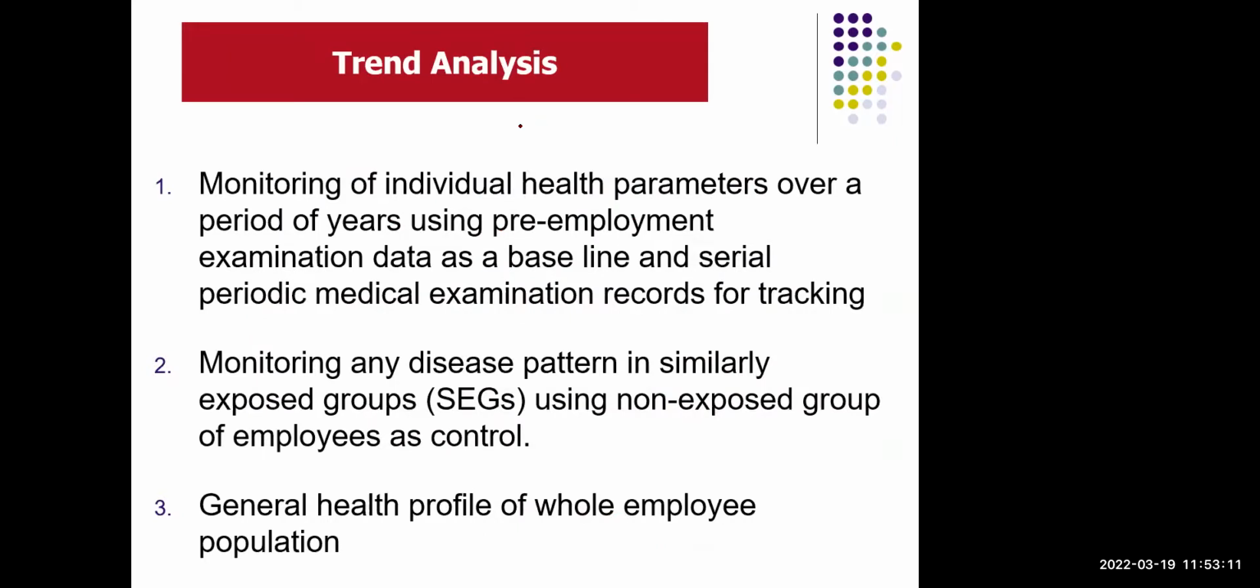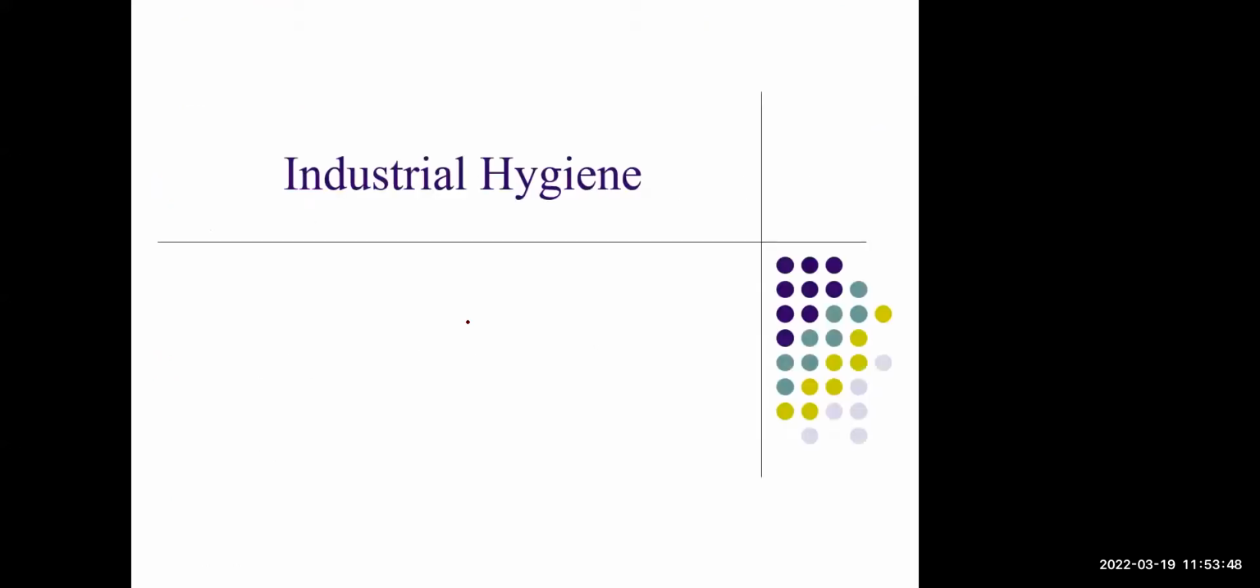Now what we do as a doctor: trend analysis. Am I seeing some symptoms very commonly in this particular workshop? Then the alarm bell should go: there is some problem at this workshop. Why am I seeing a lot of cough and cold cases here? Or why am I seeing a lot of skin irritation there? There must be some problem. So, monitoring any disease present in a similarly exposed group, using the non-exposed as a control. Suppose the incidence of skin problems is very common, say 80% in this work group, but among those who are non-exposed it is only 2%. Then I know there is some problem happening. So this is called trend analysis.